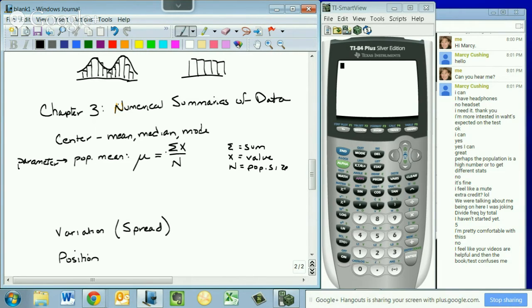Most people can do this without the formula, but we like to put some formulas in because it is a math course. So that was the population mean. Now we don't usually know what the population mean is because the populations are usually too large. So to estimate the population mean, we compute the sample mean, which is called x bar. Here we're adding up the values in the data set and dividing by the sample size.